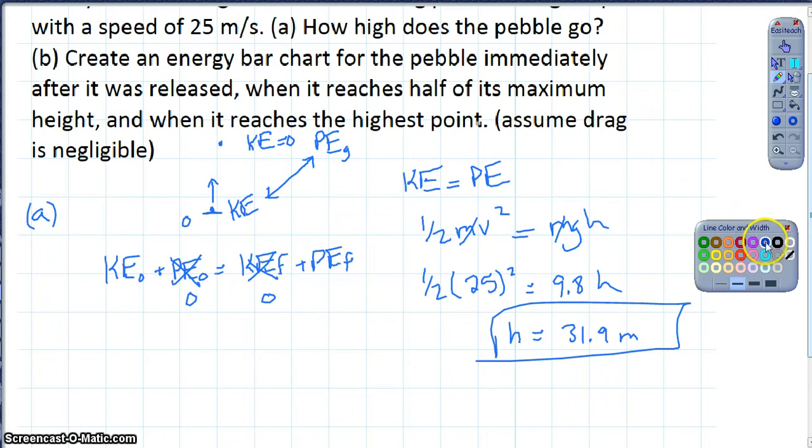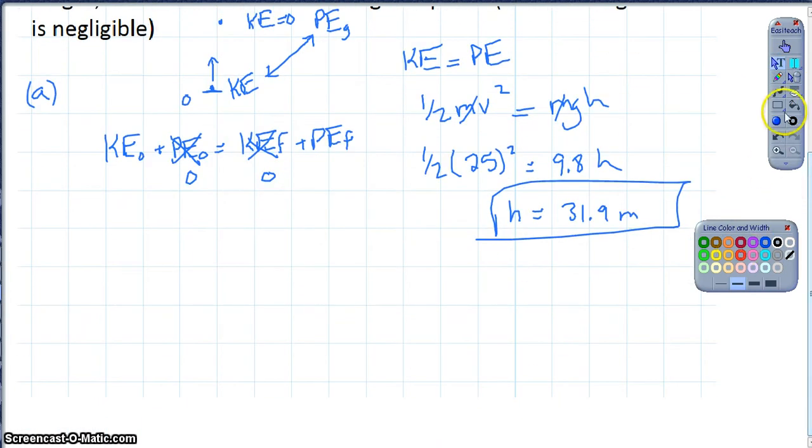And then part B, I did just want us to go back and review the energy bar charts, right? They ask us to do it at 3 different locations. What is it right after it's released? What is it at half of its maximum height? And then what is it at the highest point? Well, let's start with right after it's released and at the highest point, because those are the easiest parts, right?